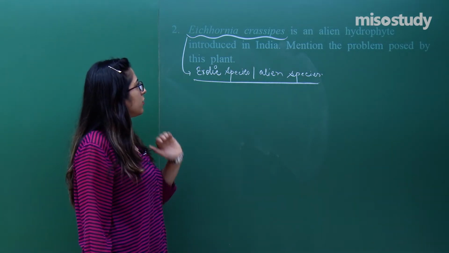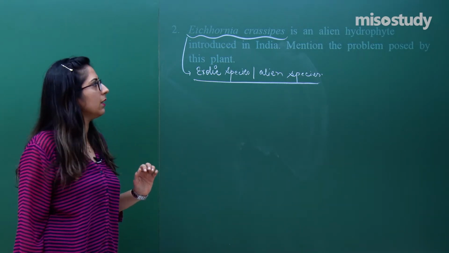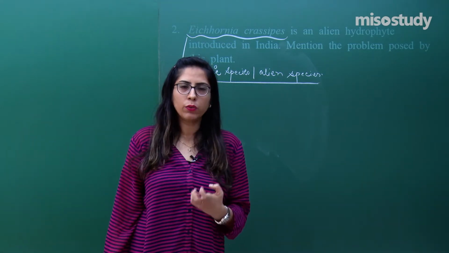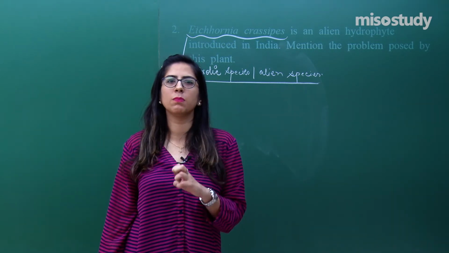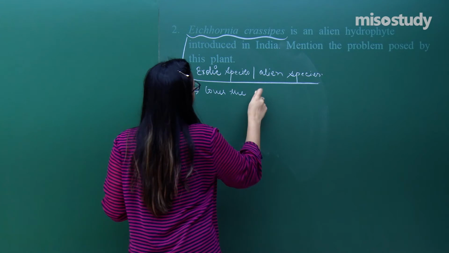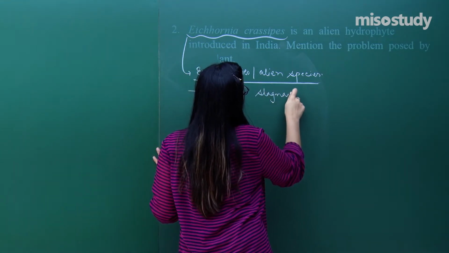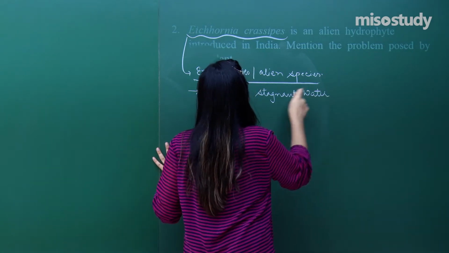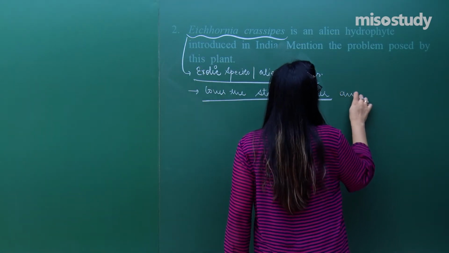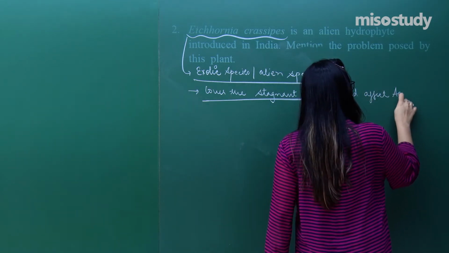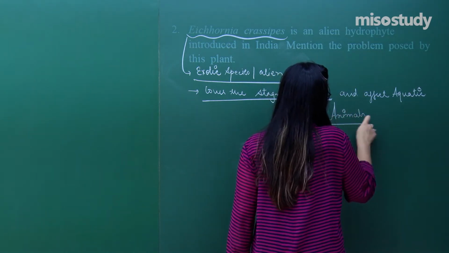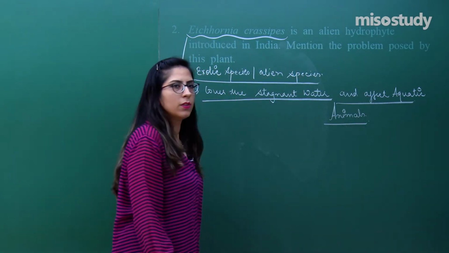As it is an alien, exotic species introduced in India, the problem associated with it is that they cover the whole stagnant water body, due to which the biodiversity in the aquatic ecosystem gets affected. This is the major problem. They cover the whole stagnant water and affect aquatic animals.